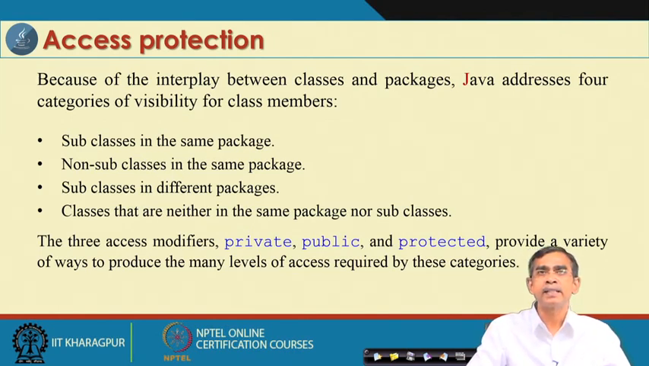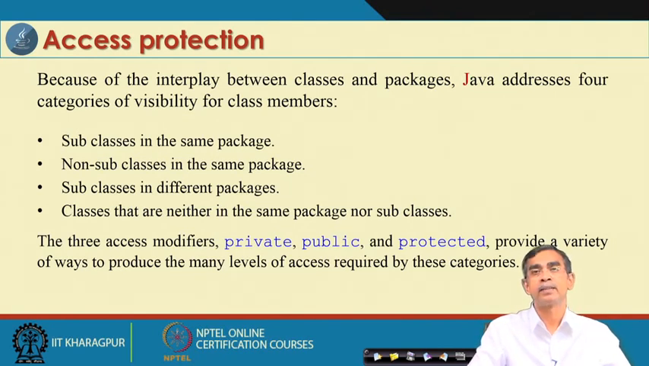So, subclasses, as you see, Java addresses 4 categories of visibility for class members. It is basically visibility for subclasses in the same package, that means a class is declared and a subclass, the inherited class, is also declared, and if they belong to the same package, this is one type of visibility. Then the non-subclasses in the same package, that is, in a package there are many classes, not necessarily subclasses of other classes.